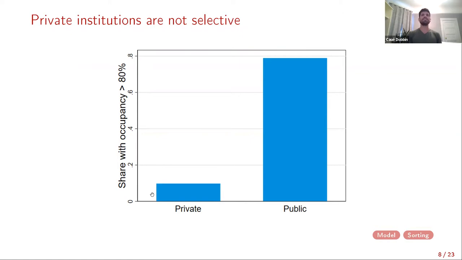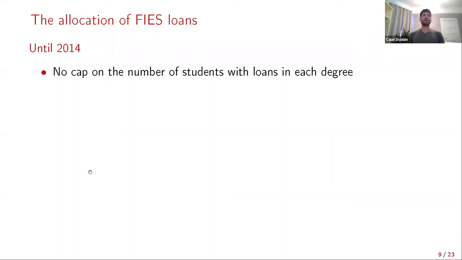So just to sum up this part, when you're thinking about the private institutions in Brazil, do not think about an academic and very selective institution like Stanford. Think about a for-profit institution that's not selective and is going to be much lower quality than the public counterparts. Okay, so now let me give you an overview of the student loan program, FIES.